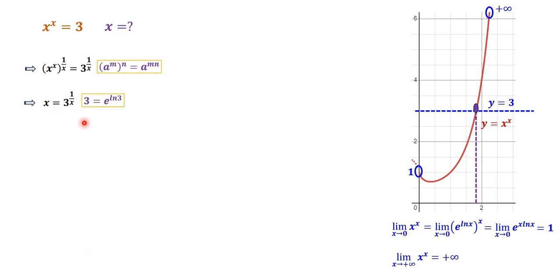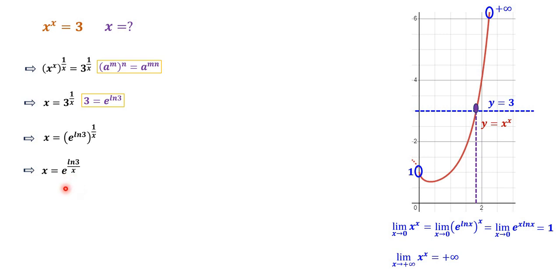Remember, we have 3 is equal to e to the power of ln 3, and we can replace 3 with e to the power of ln 3. So we have x is equal to e to the power of ln 3, then to the power of 1 over x. Here we can again apply the rule a to the power of m, then to the power of n, is equal to a to the power of m times n. You see here the power is ln 3 and 1 over x, and we can take the multiplication of these two terms, and we have x is equal to e to the power of ln 3 over x.